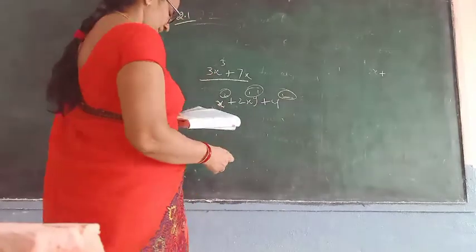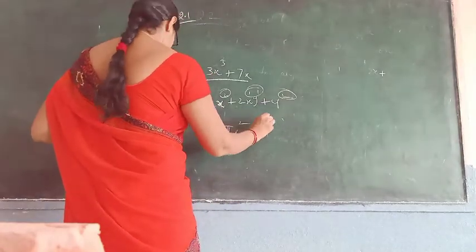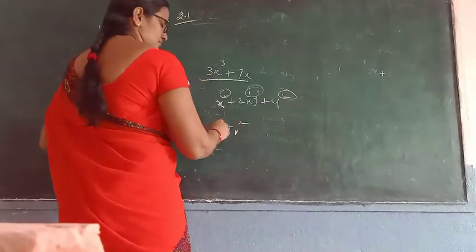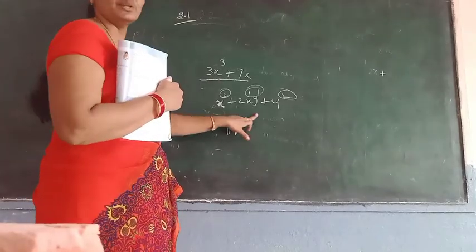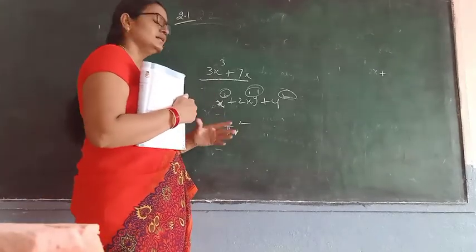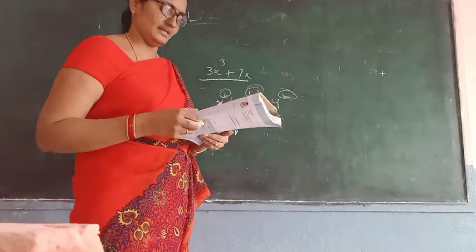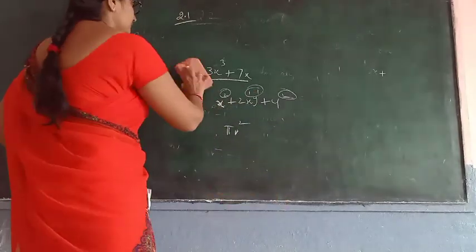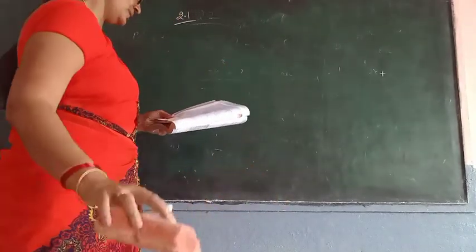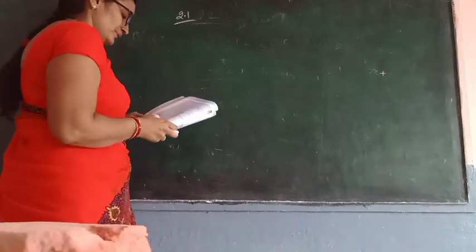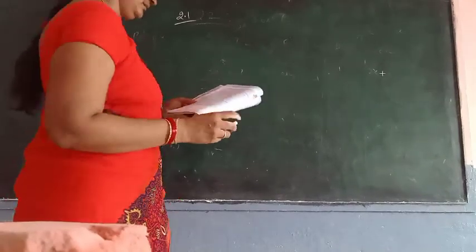Next, sixth one, pi of square is a binomial anadu, monomial anadu. Yes, because the number of terms is 1, it is monomial.